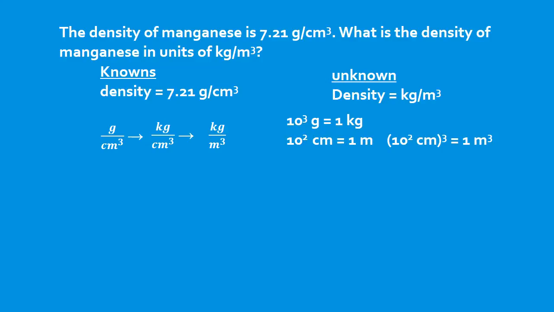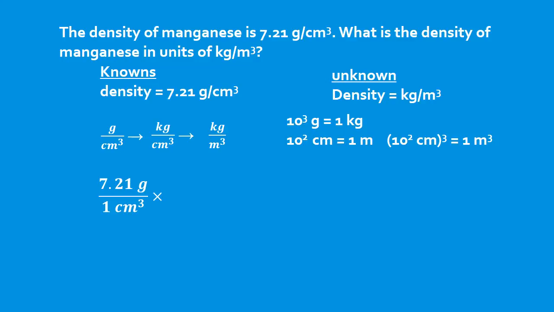We also know that there are 1,000 grams in 1 kilogram, 100 centimeters in 1 meter. So if we have a cubic meter, that means we have 10 to the 2 centimeters cubed, which is equal to 10 to the 6 cm cube in 1 meter cube. Once we know that, that's our plan of action. That's how we're going to get to where we want.